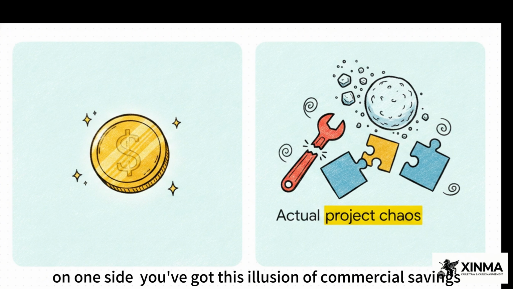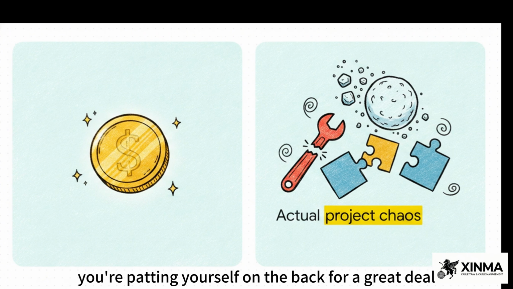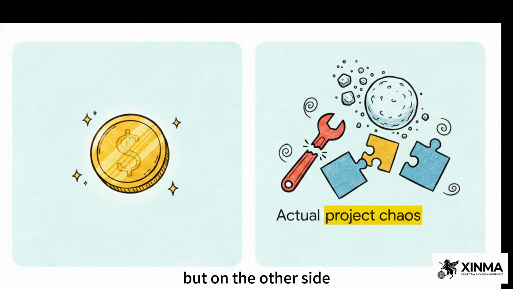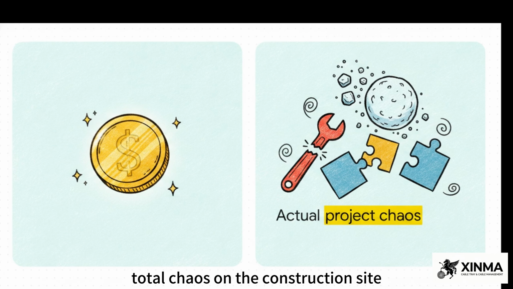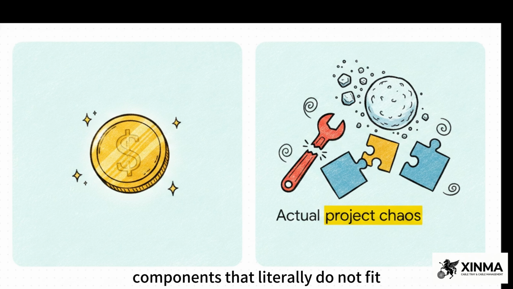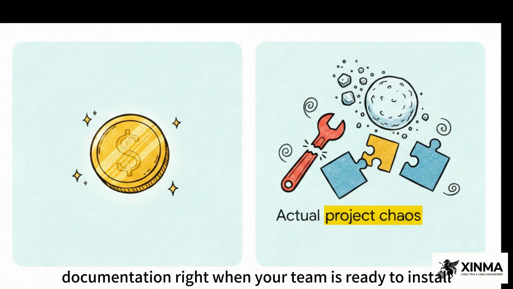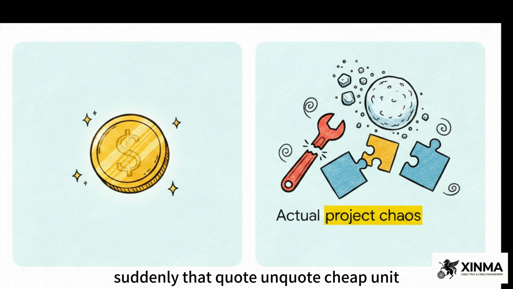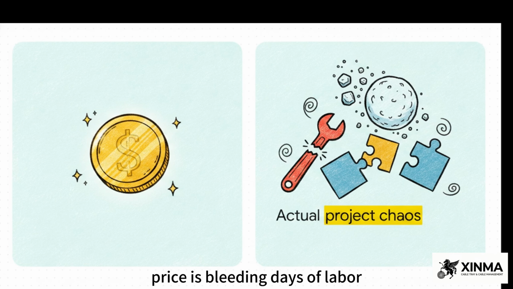And here is the brutal reality we see out in the field time and time again. On one side, you've got this illusion of commercial savings. You're patting yourself on the back for a great deal. But on the other side, the high final project costs that land on your desk a few months later. What bridges that gap? Total chaos on the construction site. We're talking budget overruns from missing section codes, components that literally do not fit, or finding out you have zero joint torque documentation right when your team is ready to install. Suddenly, that quote-unquote cheap unit price is bleeding days of labor.